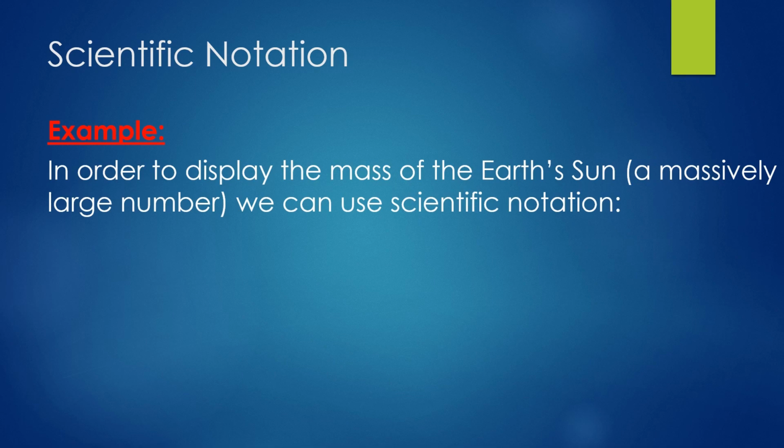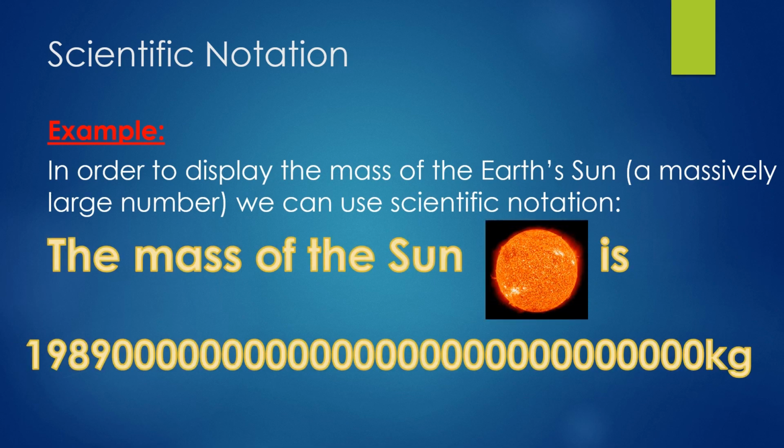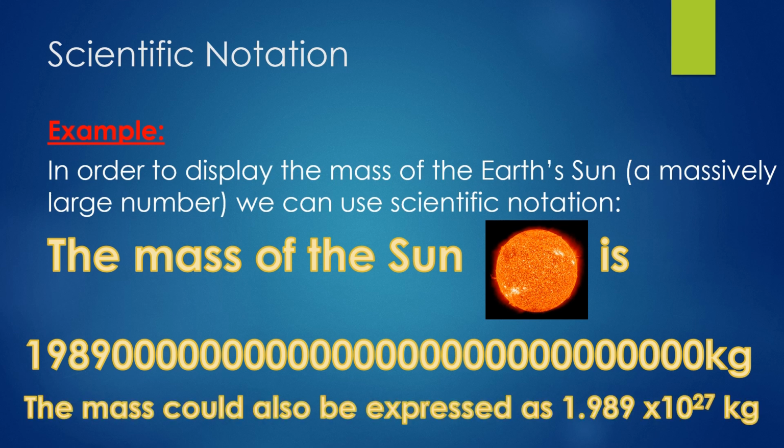So, for example, if we want to show the mass of the Earth's sun, which is a massively large number, we can use scientific notation because the mass of the sun is 1989000000000000000. You get the picture, right? Long drawn out number, no reason to do all that. So let's make it easy with scientific notation, shall we, students? The mass could also be expressed as 1.989 times 10 to the 27 kilograms.